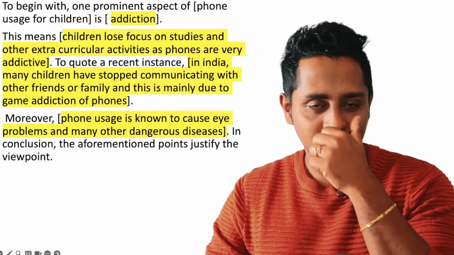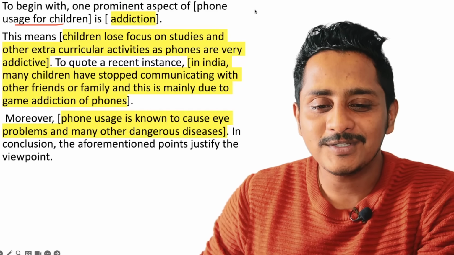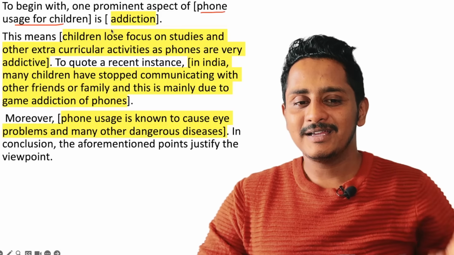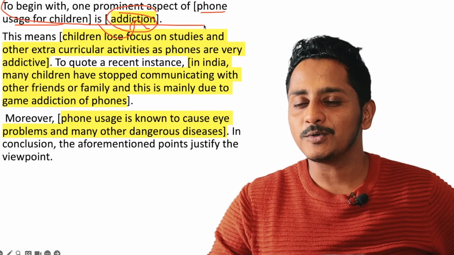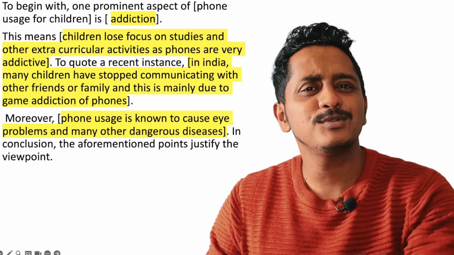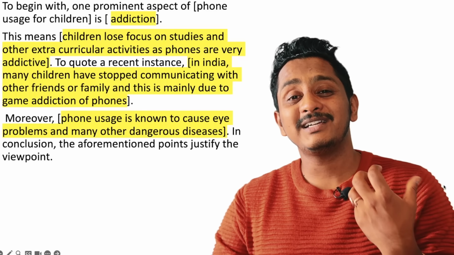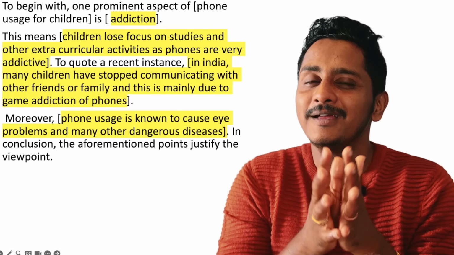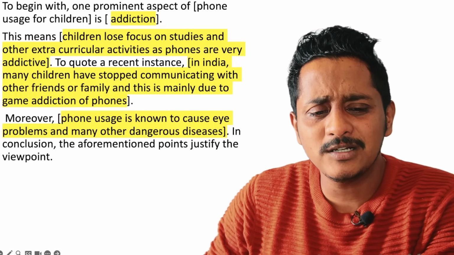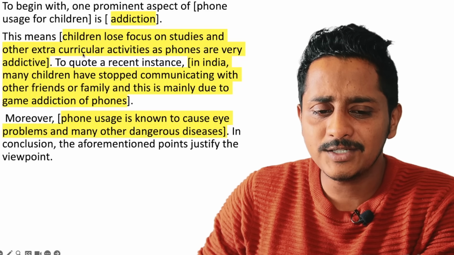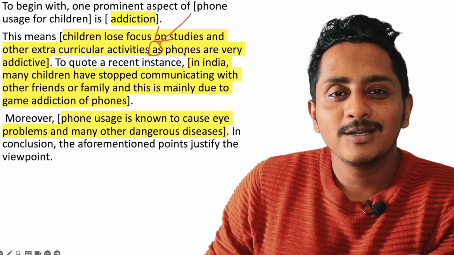Now, we move to the second paragraph. To begin with, one prominent aspect of phone usage for children, the topic is addiction. This is the right keyword. This is going to be a simple sentence we wrote. Whatever comes to your mind, you write, man. How will they be addicted? The games are so captivating that children, once they start playing it, will not be able to come out of it. Anything that comes to your mind, children lose focus on studies and other extracurricular activities, as phones are very addictive. This is a complex sentence.